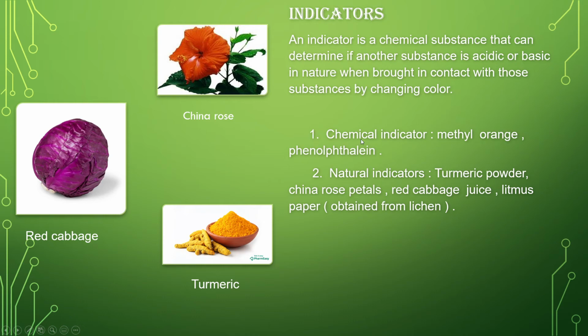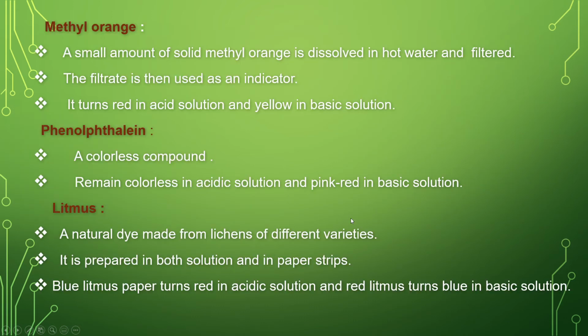What are the names of some chemical indicators? They are methyl orange and phenolphthalein. These are of chemical origin. Natural indicators are those obtained from any plant body, that is turmeric powder, China rose petals, red cabbage juice, and litmus paper. All these are obtained from organisms, so these are called natural indicators.